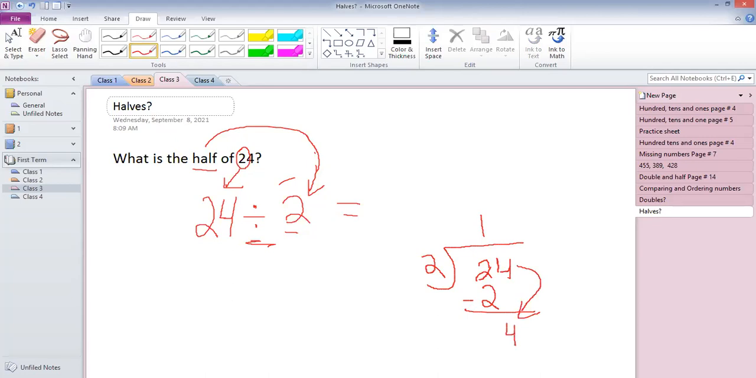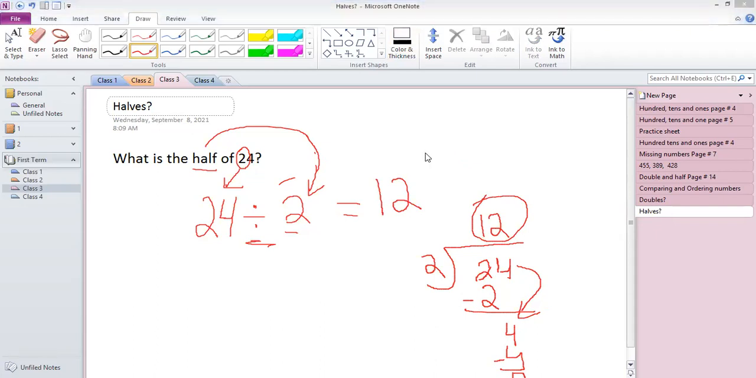It will be 4. Now you will check the table of 2. 2 multiplied by what will give you 4? 2 multiplied by 2 will give you 4. And then 4 minus 4 equals 0. So the answer is 12. 24 divided by 2 equals 12. That means half of 24 is equal to 12. Is it clear, guys?